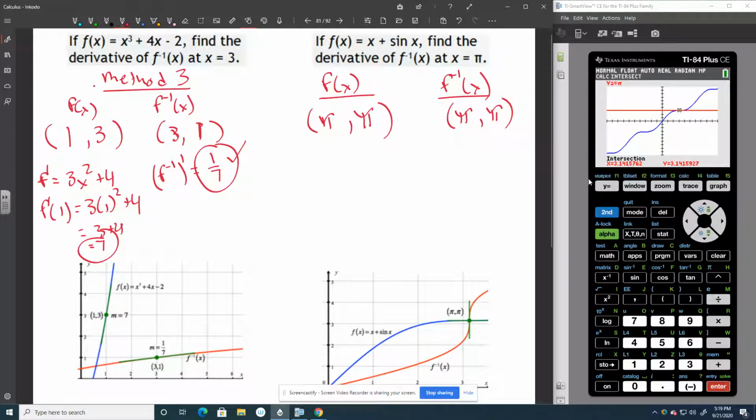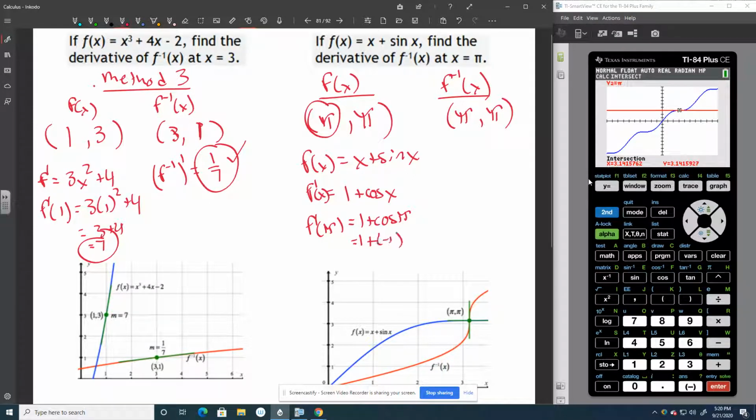Let's look at the derivative. So if f of x is equal to x plus sine of x, then I want to know what f prime is. So f prime of x is going to equal, well, the derivative of x is just 1. The derivative of sine x is cosine of x. So there's my derivative, but we've got to plug in our pi. So f prime of pi equals 1 plus the cosine of pi. Well, cosine of pi is -1, so 1 plus -1 is 0. So my slope is actually 0.